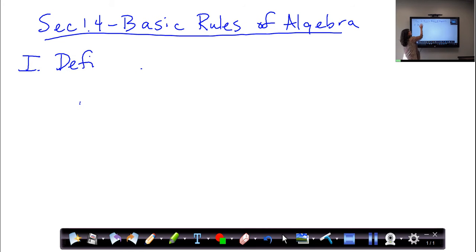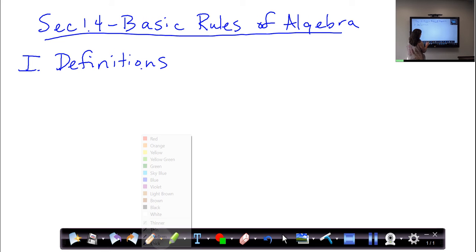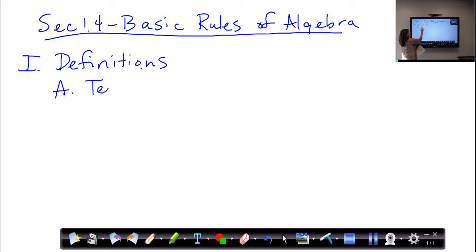Now, let me remind you, I don't have vocabulary tests, and I don't put the definitions on the test. But remember, it's good for us to all talk the same talk and have the same language, so everybody can understand what we're saying. So the first definition we're going to look at is a term.